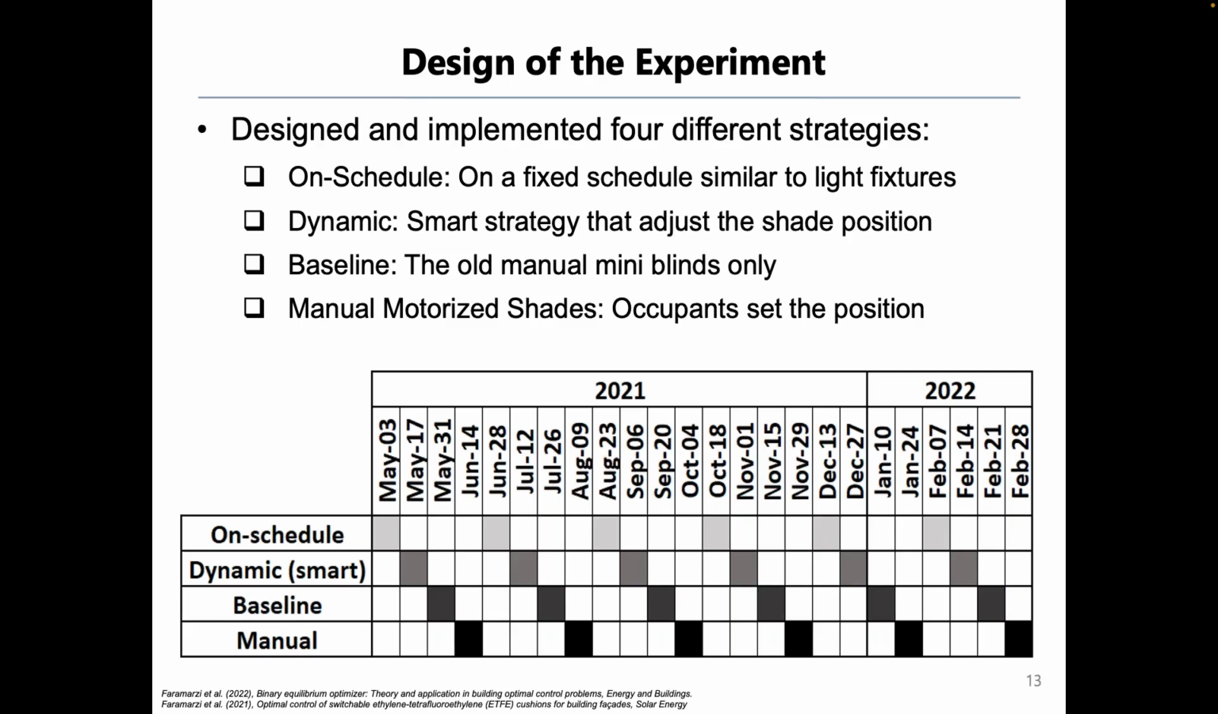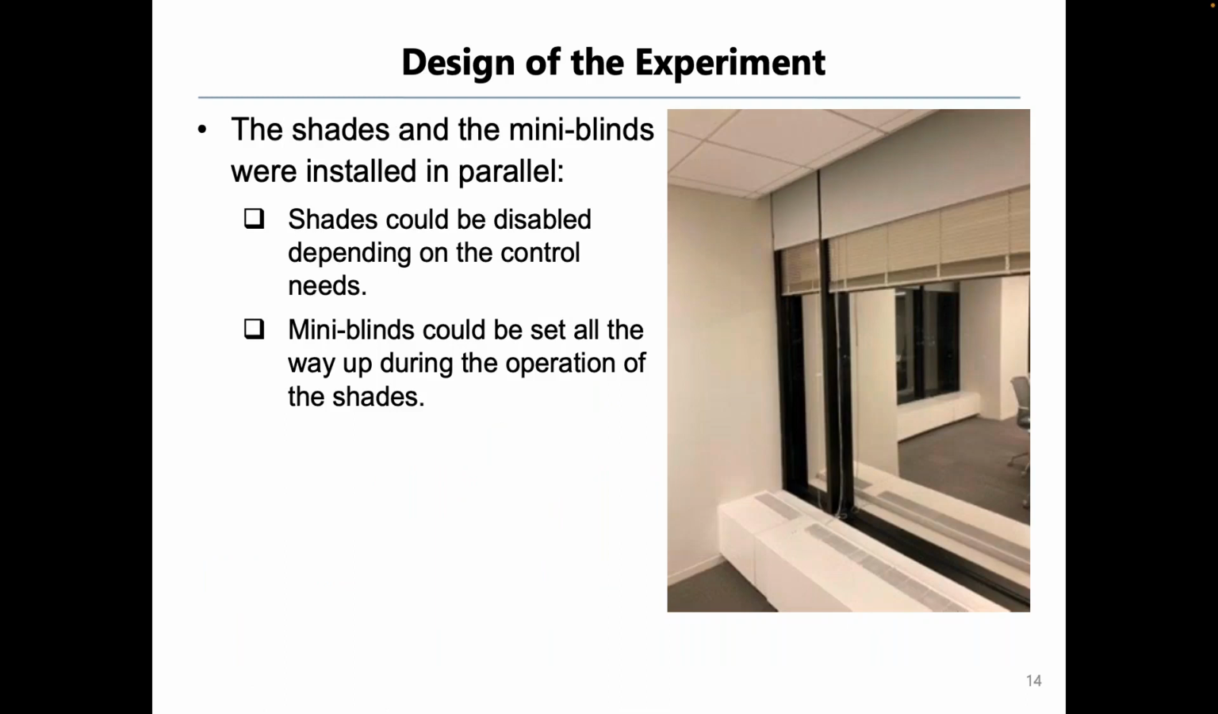Baseline was something we enabled by using the old blinds in the building. The idea in the end was to compare all the shade solutions with the mini blinds, the existing system, so we had to bring back all the old blinds into the building. And ultimately, manual motorized means the occupant could set the position depending on their preferences. One thing that is important for any of these shade strategies, meaning on schedule, dynamic, and manual, is that occupants were able to override it. Depending on their override, if we were on a schedule or dynamic, after 20 minutes of the room being unoccupied, the shade goes back to the predefined schedule.